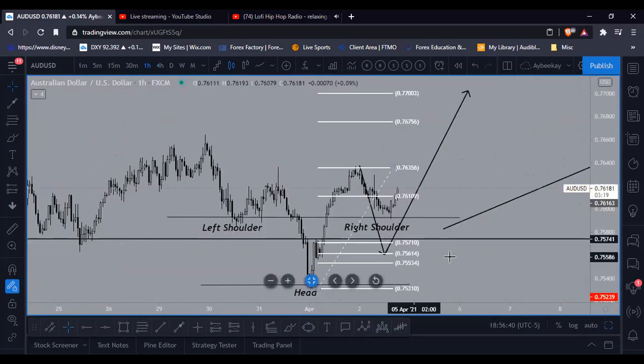If this happens, then hey, I might get an entry on it, but I don't think it is. I think the inverted head and shoulder is going to play out. This just looks nice. This really looks nice for it to just play out right now.